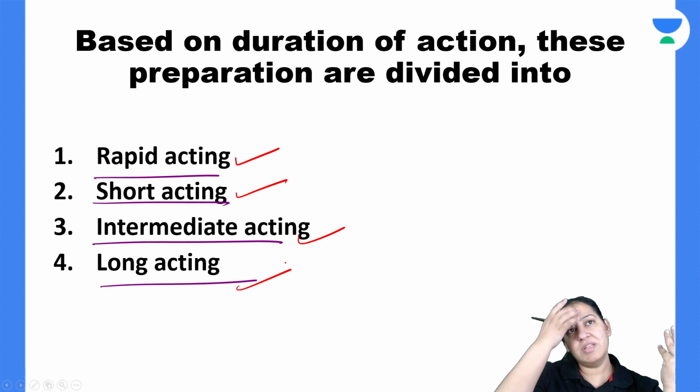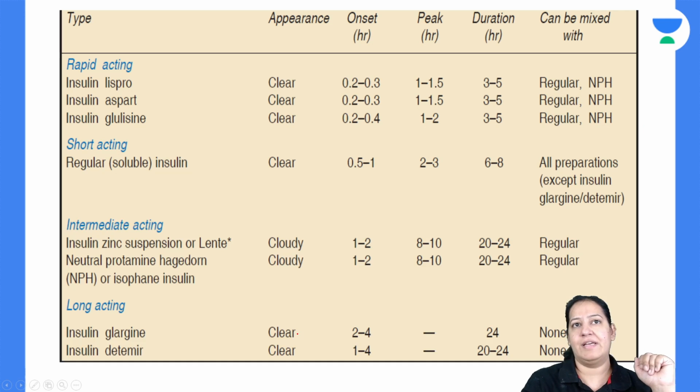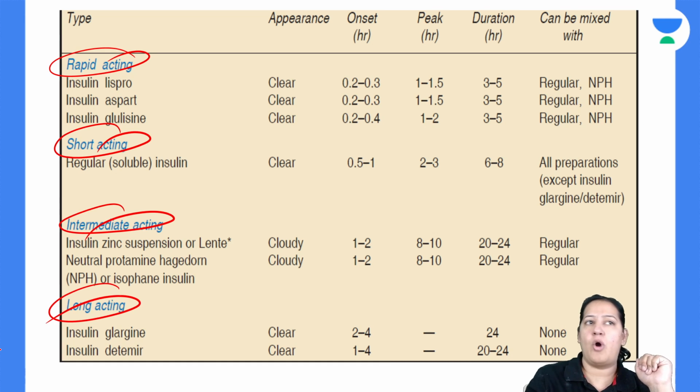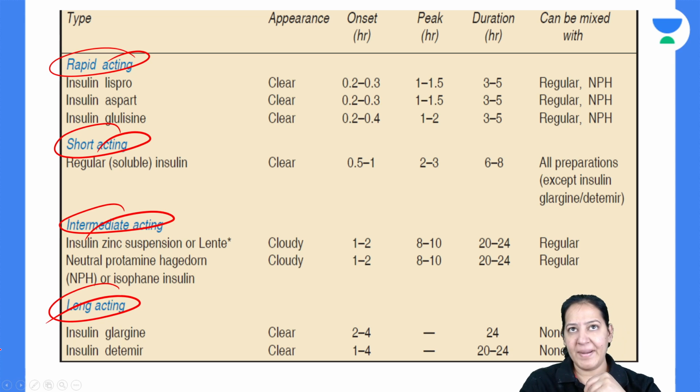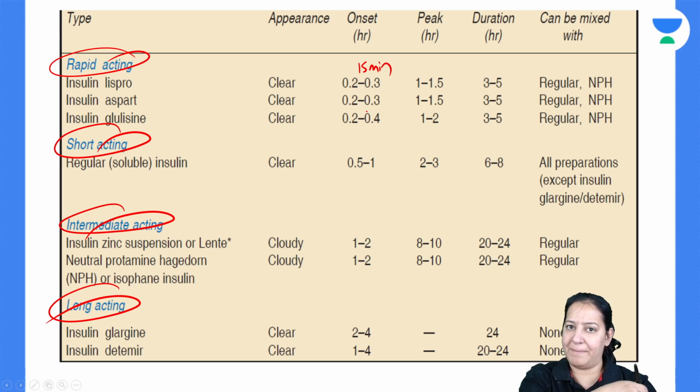Now please understand, rapid acting, that is ultra fast acting, then short, intermediate, long. So depending on their onset of action and their duration of action, they are divided into four categories. Please understand, rapid acting onset is within 15 minutes. As you inject the insulin injection in a patient, within 10 to 15 minutes it will show its action. That is onset.